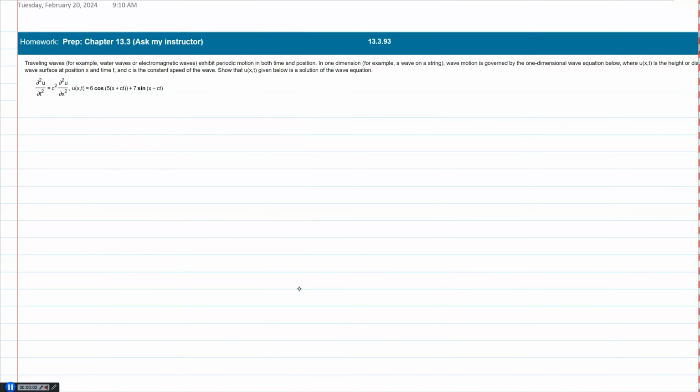Okay, so I'm going to answer just a couple questions that came from Calc 3 students from the homework or prep. So this section 13.3, we're talking about partial derivatives.